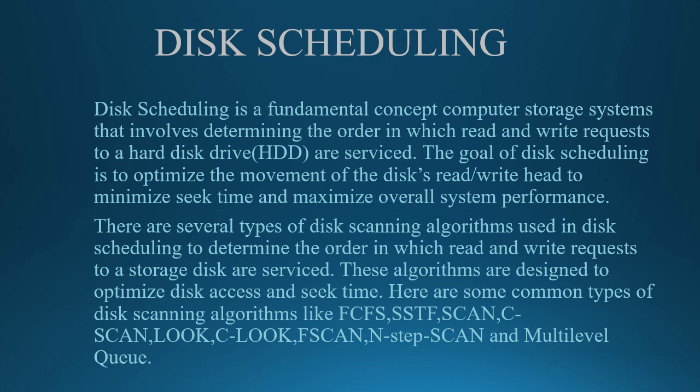There are several types of disk scheduling algorithms used to determine the order in which read and write requests to a storage disk are serviced. These algorithms are designed to optimize disk access and seek time. Some common types are FCFS, SSTF, SCAN, C-SCAN, LOOK, C-LOOK, F-SCAN, N-step SCAN, and multi-level queue.